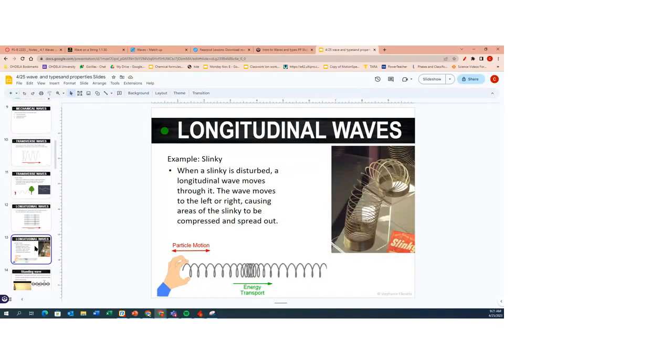So a slinky, if you've ever done a slinky, I used to do that in science class. We used to have lots of slinkies. They always get tangled up though, and that's awful.